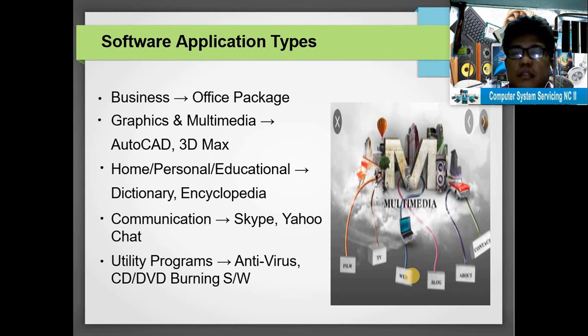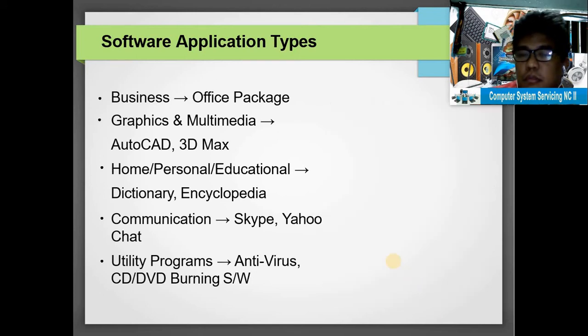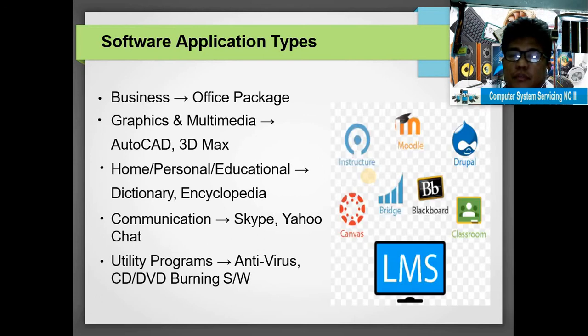Let's go now for the third type of software application. We have home, personal, or educational. That is a dictionary or encyclopedia. For software or encyclopedia type, we have Wikipedia, a dictionary, and we can search always on Google. And then for educational, we have LMS or Learning Management System.